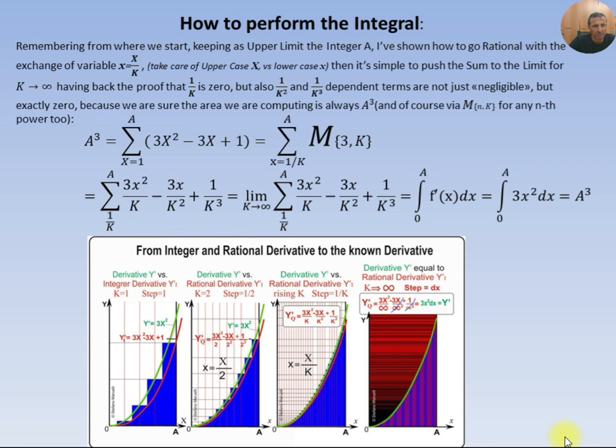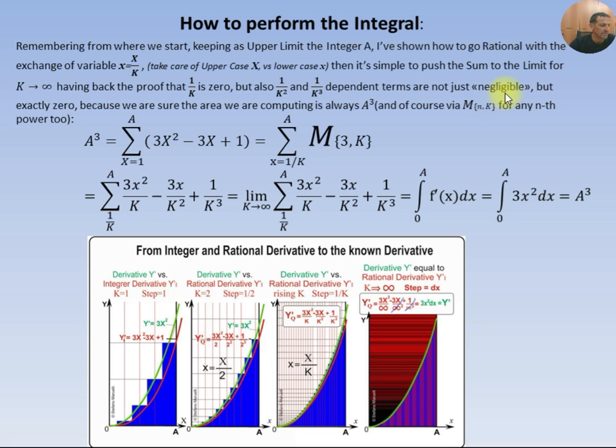And so now another important point, how to pass from the sum to the integral via limits, and remembering from where we start, keeping as the upper limit the integer a. I've shown how to go rational with the exchange of variable we have already seen. Then it is simple to push this sum to the limit for k to infinite, having back the proof that 1 over k is exactly equal to 0, but also the terms depending on 1 over k squared and 1 over k cube are exactly zero and not just negligible.